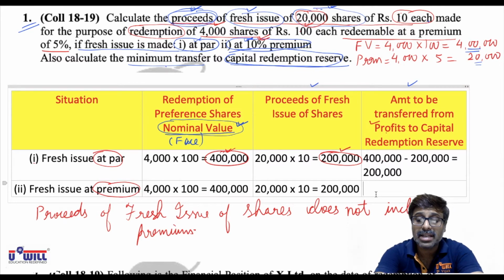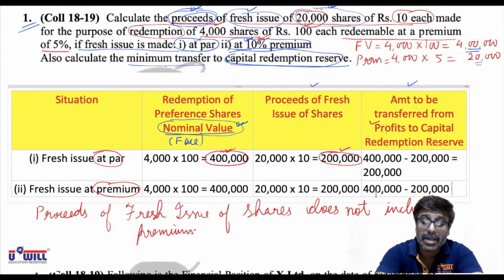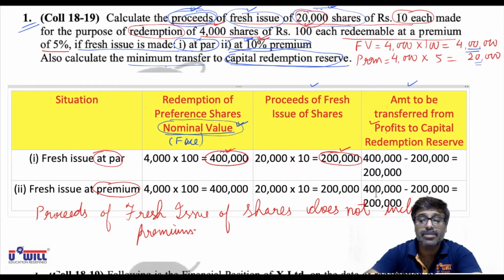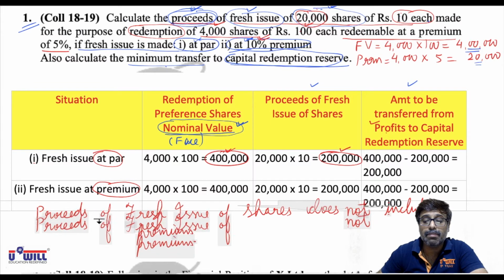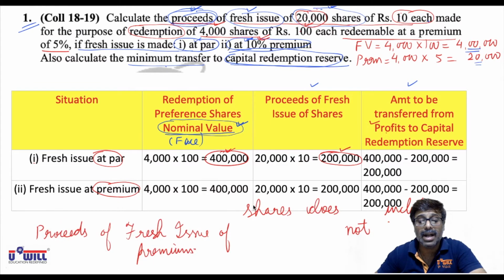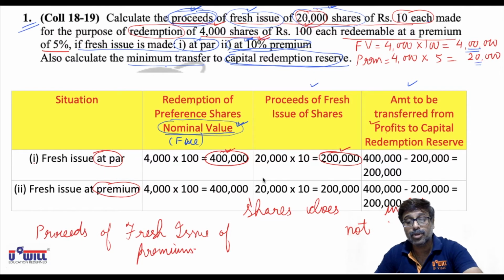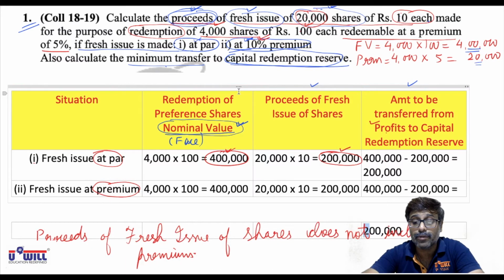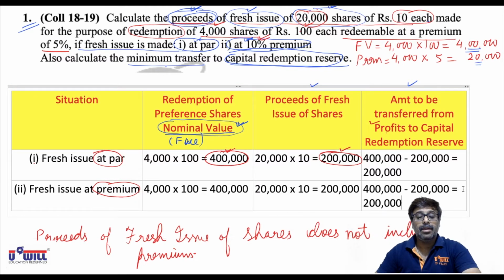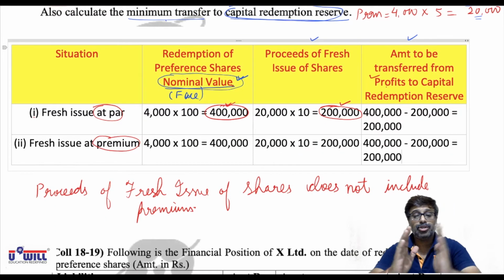So here also your answer remains same, 4 lakhs minus 2 lakhs. What amount will be transferred from profits to capital redemption reserve? 2 lakhs. So whether you issue the shares at par or at premium, your answer will remain same. Is everyone clear with this? Okay, so this will help us in the whole chapter.